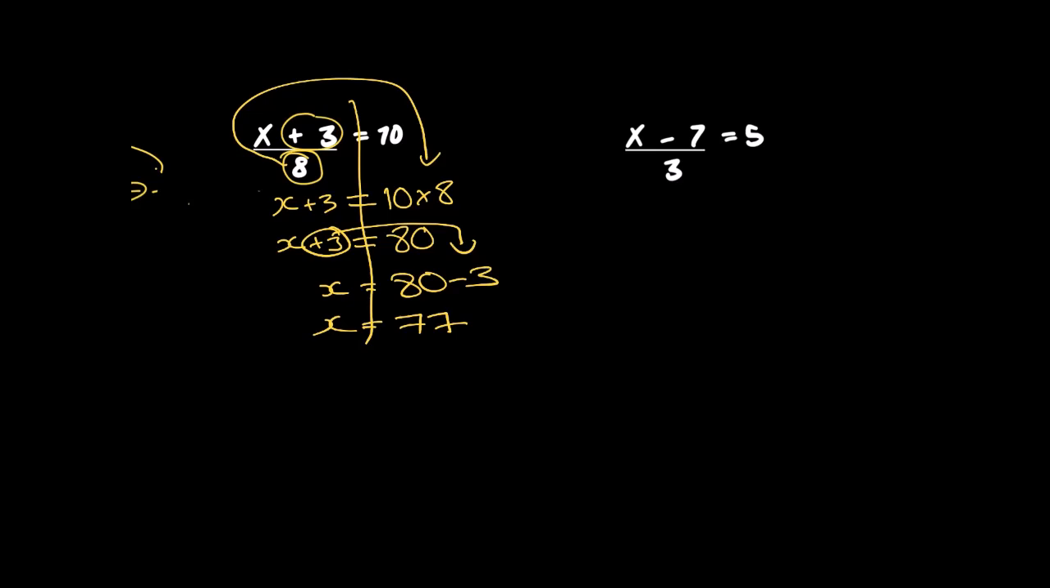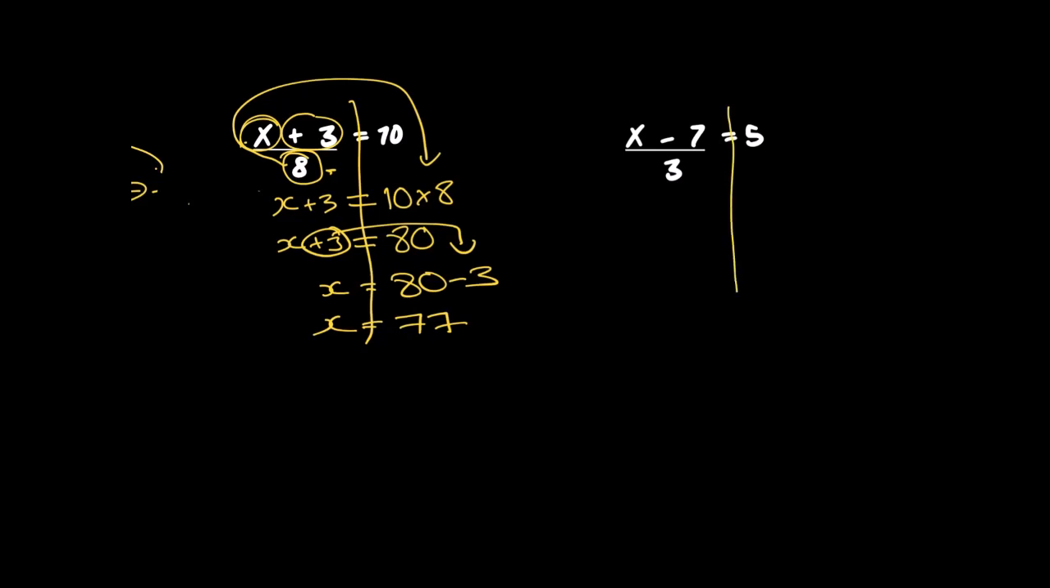So you can always check you've got that right by putting it back into the equation. So put your 77 in there. 77 plus 3 is 80, and 80 divided by the 8 then is 10. So that works. So if you want to pause the video now and try the one on the right hand side, you can do that, and then I will go over it in a moment, and you'll be able to check if you're doing that right.